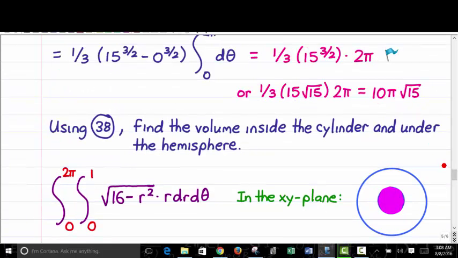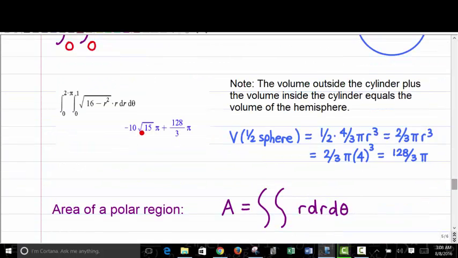If you took 10 pi root 15 and added it to this area, those would cancel the 10 pi root 15s, and you'd be left with 128 over 3 pi. So there's no doubt that answer to that other one had to be 128 pi over 3 minus 10 root 15 pi. Anyway.